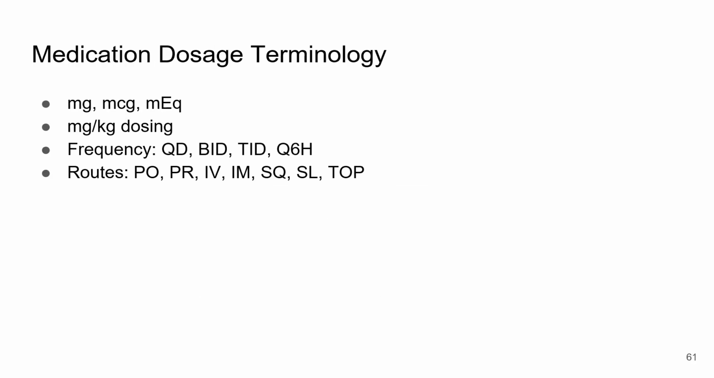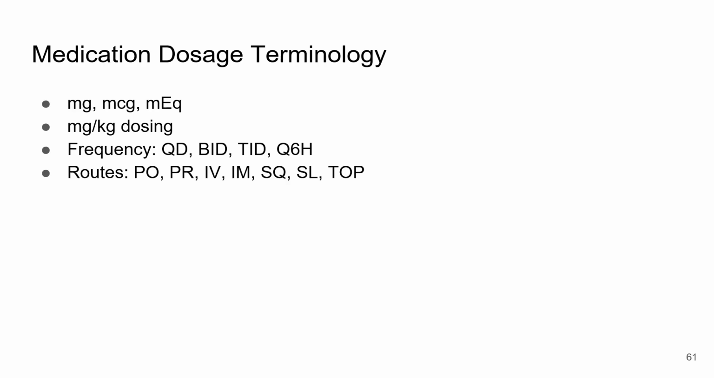So these are some of the common medication abbreviations that you will see constantly in orders, charts, and exam questions. First are units of measure. Milligrams and micrograms describe weight-based dosing. Milliequivalents, or mEq, are used for electrolytes like potassium because they reflect chemical activity, not just weight. You'll also see milligram per kilogram dosing, especially in pediatrics, for weight-based medications and drugs with narrow safety margins. This ensures that dosing is tailored to the patient rather than one-size-fits-all.